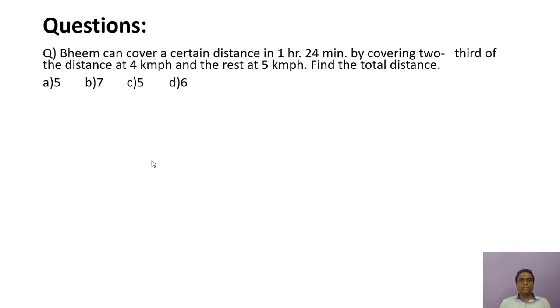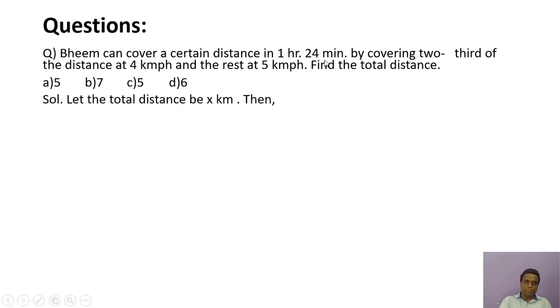Okay, let's see the first question. Beam can cover a distance in 1 hour 24 minutes by covering two-thirds of the distance at 4 km per hour and the rest at 5 km per hour. Find the total distance. This is a simple time distance relation we have to apply. First, we will convert this 1 hour 24 minutes into fraction form. Whatever we have to find, we will assume it as a variable. Consider it as x. So let the distance be x.